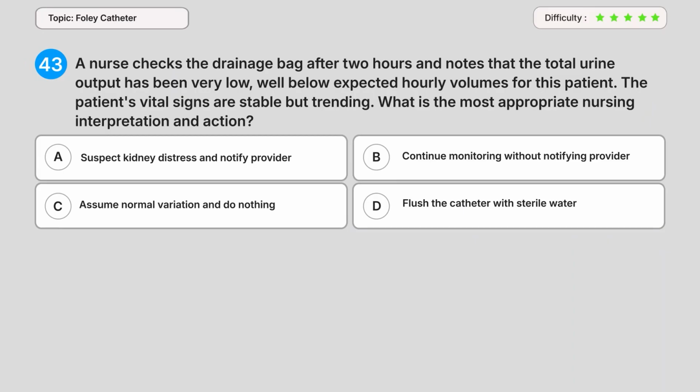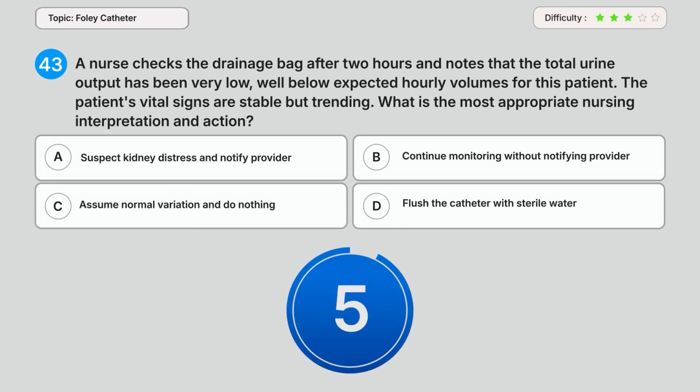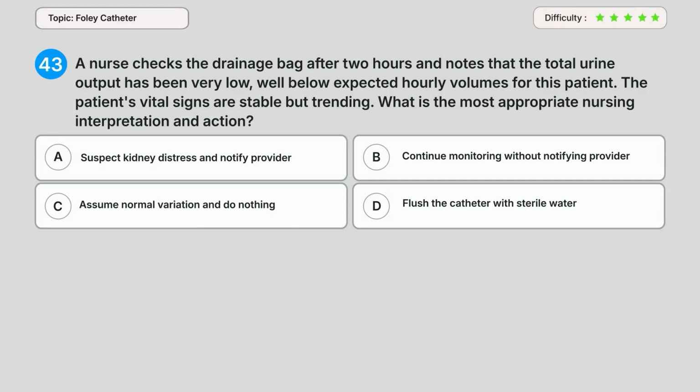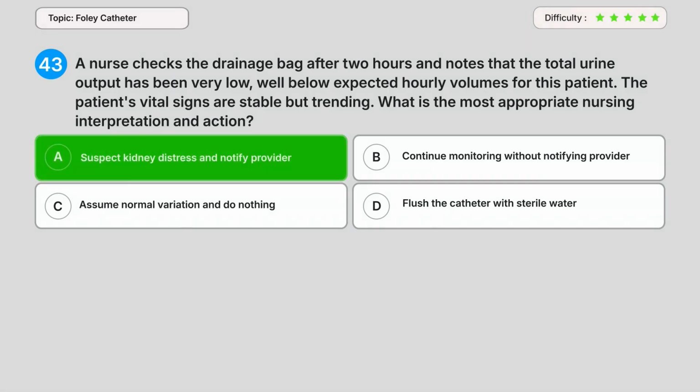A. Suspect kidney distress and notify provider. B. Continue monitoring without notifying provider. C. Assume normal variation and do nothing. D. Flush the catheter with sterile water. Do you know the answer? Correct answer. A. Suspect kidney distress and notify provider.